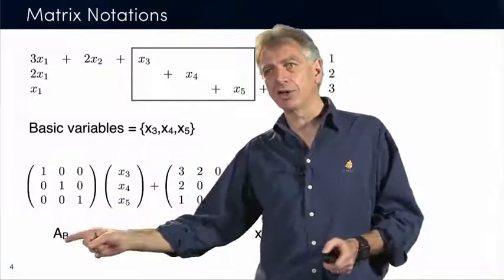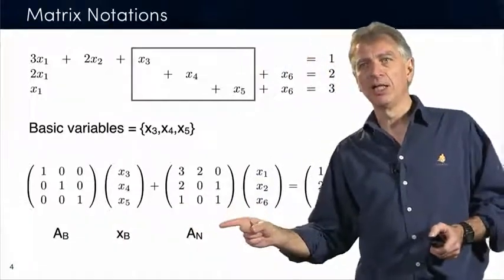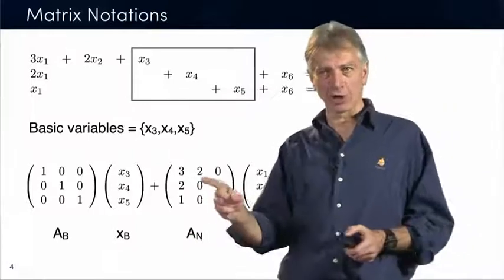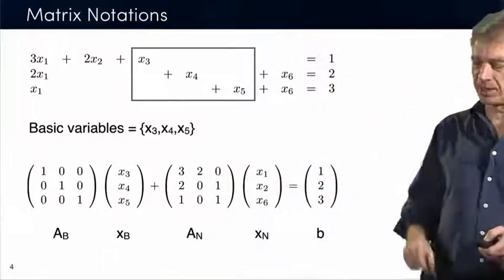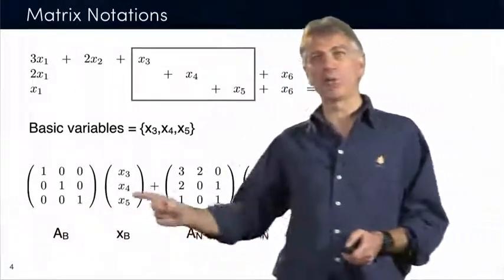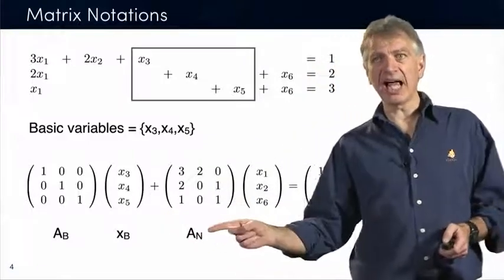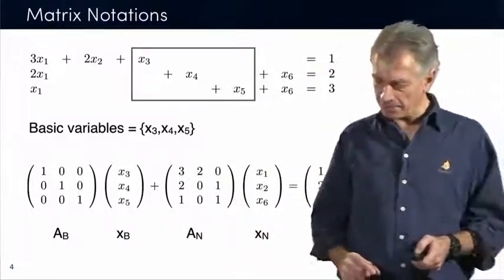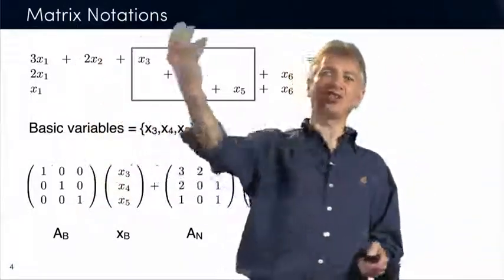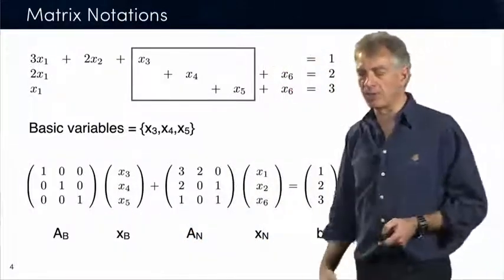This is A subscripted by B, because this is associated with the basic variable, xB, the basic variable. This is AN, the part of the big matrix which is associated with the non-basic variables. These are the basic variables and this is b. So once again, the formula that I'm always going to tell you is AB times xB plus AN times xN is equal to b. This is basically reformulating this entire system of equations with matrix notation.